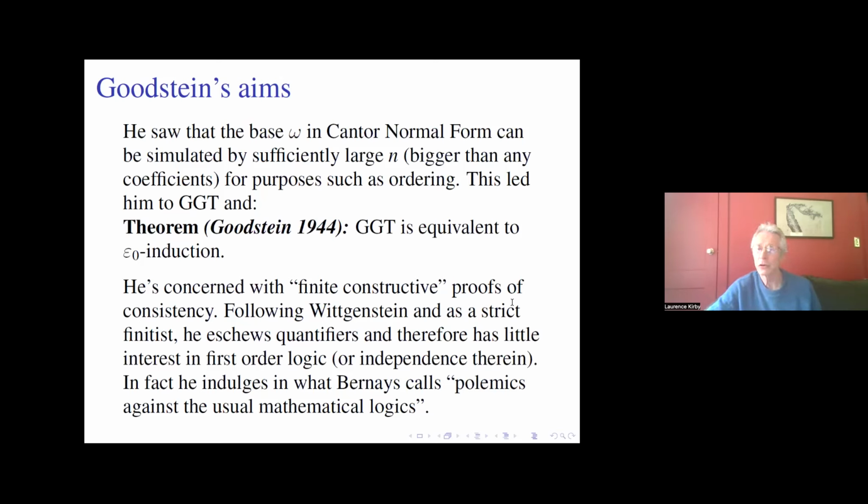He's close to Wittgenstein, in as much as anyone could be said to have been close to Wittgenstein. He was one of Wittgenstein's favored students in the 30s. And he follows Wittgenstein in being a strict finitist and eschewing and distrusting quantifiers over the infinite.